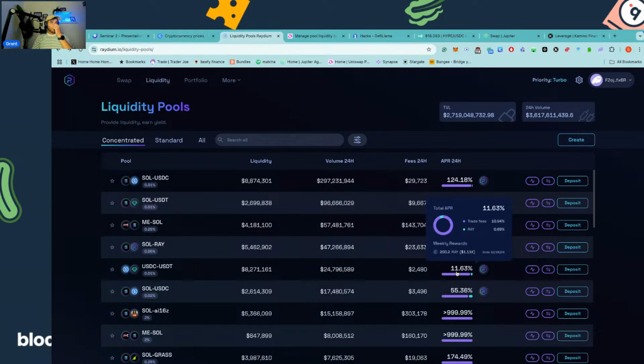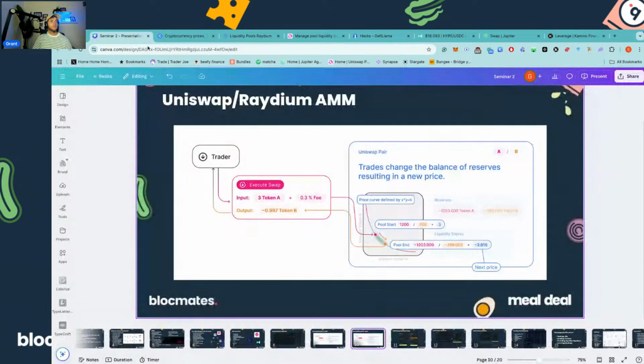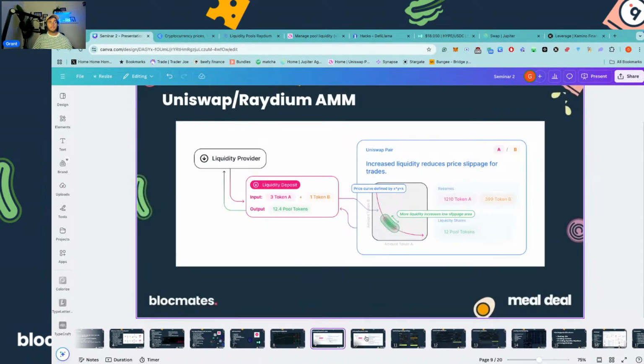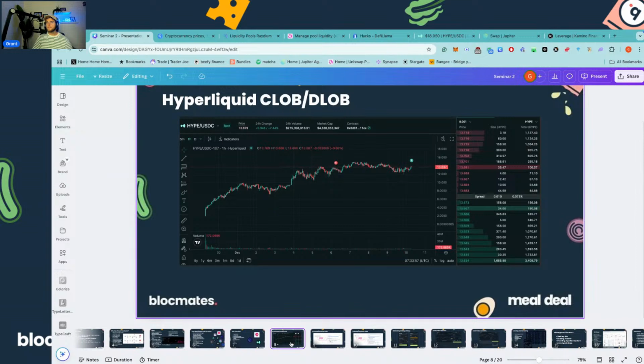Right. So is there any more questions or anything on the DEX side? AMMs, DEXes, order books, APRs, liquidity, any of that good stuff? Cool.